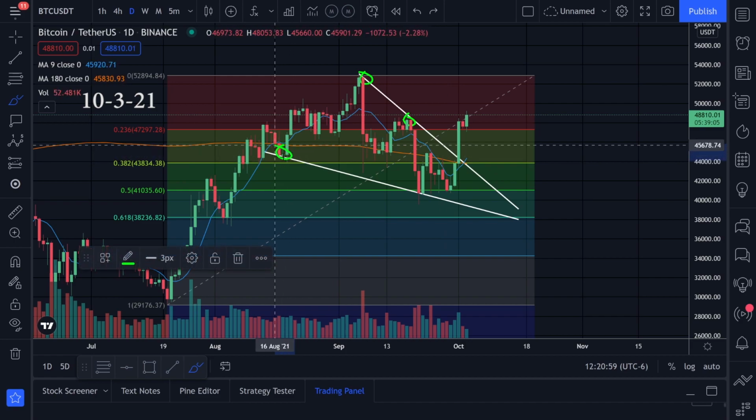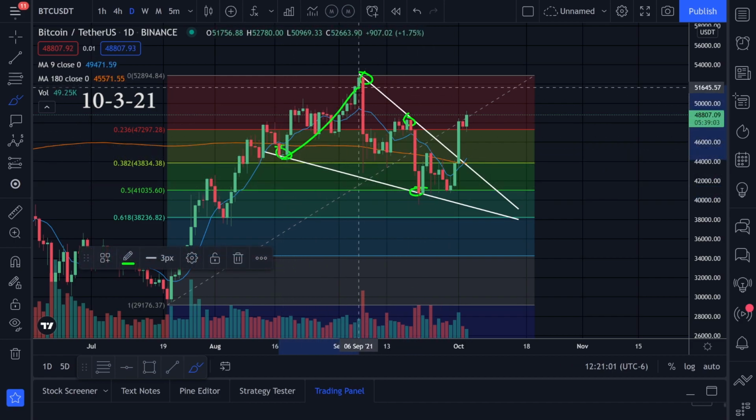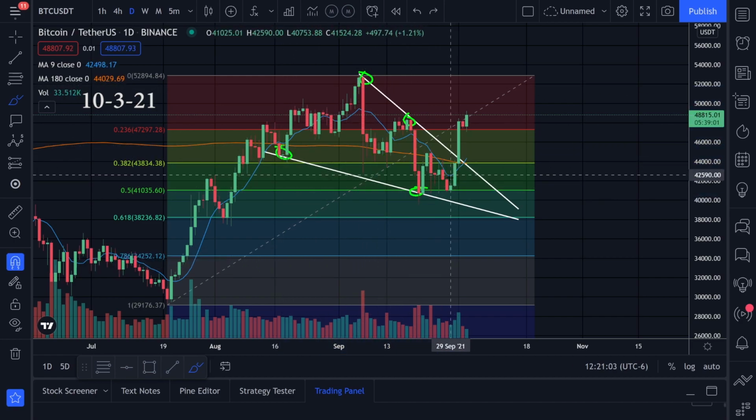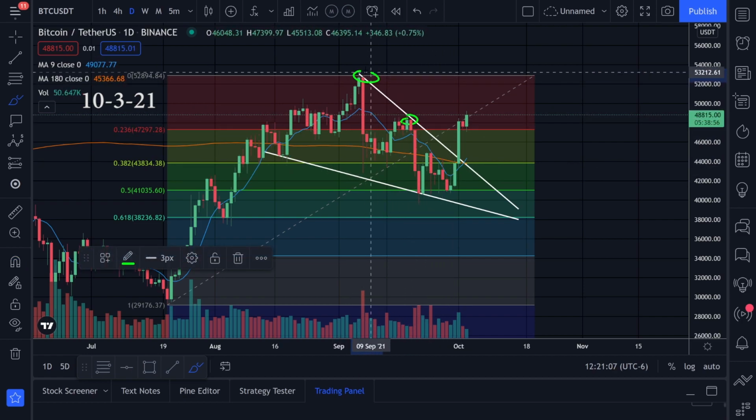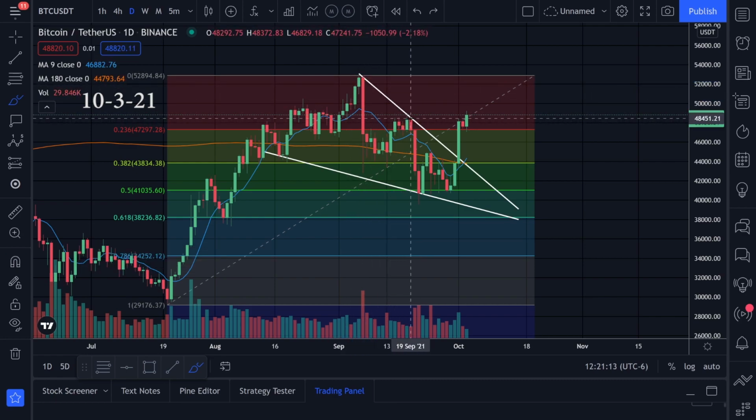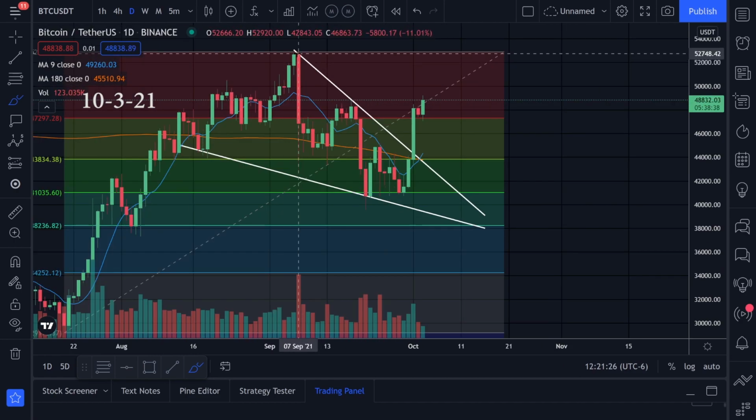We also had support right here and support right here. I was watching this falling wedge. In a falling wedge, we'll target the previous resistance levels. This one was the first target, and then this one is the second target. First one is sitting at around 48,300, 48,400, somewhere around there. The second one is around 52,700.